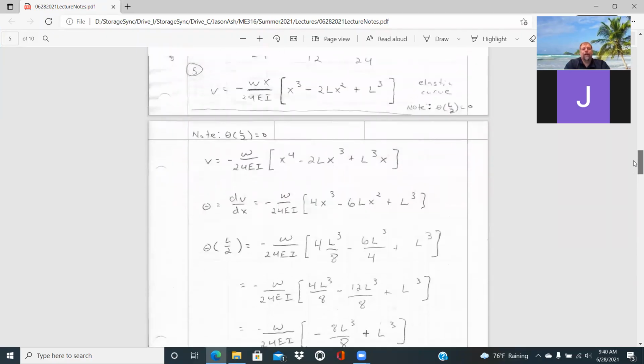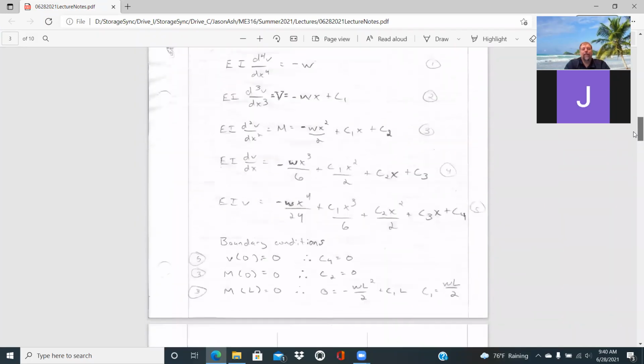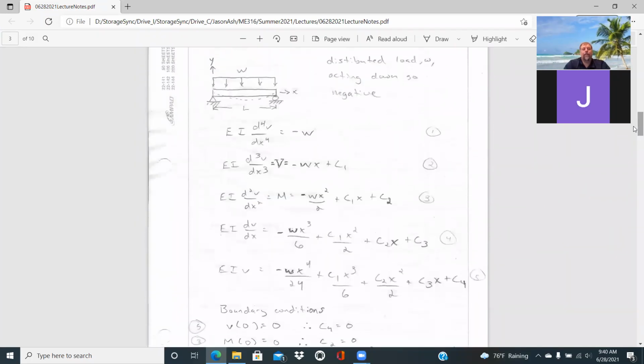And so this first problem, again, we had a distributed load with a simply supported beam, and we ended up with our governing equations. The interesting thing about these governing equations is that we didn't need any information on the boundary conditions to develop these general equations. We only used the boundary conditions to solve for the constants of integration.